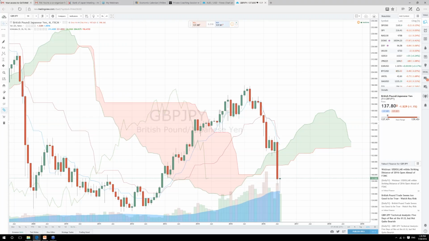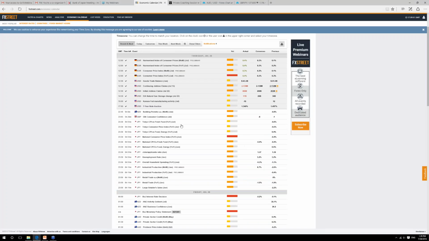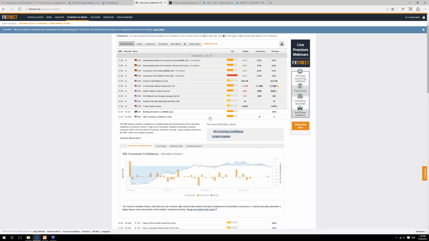Let's take a look at the economic calendar. Coming up from the UK, we have their consumer confidence coming up tonight. That is going to play a role, and we're going to see in the month of July after Brexit how the consumer confidence has changed. And obviously, if the consumer confidence has dropped, you could see further drops in the pound.